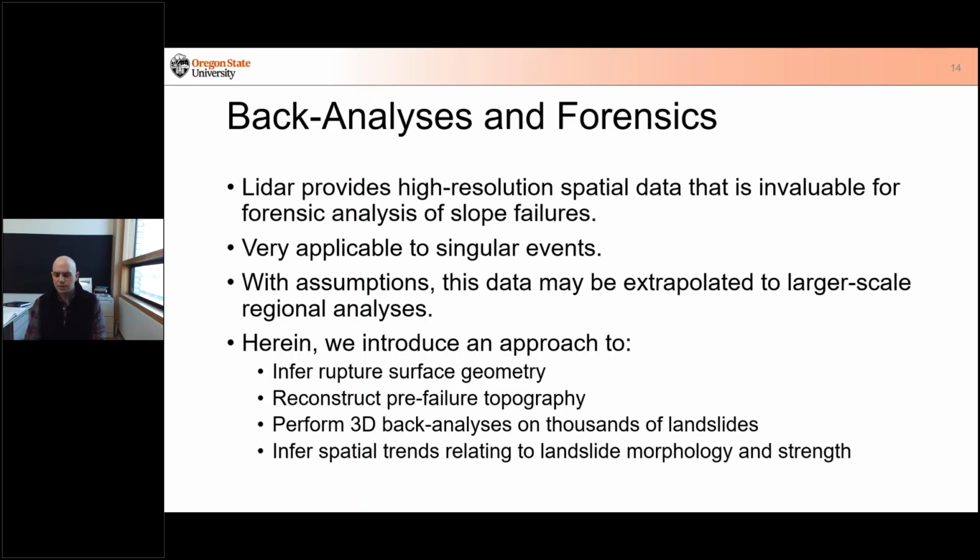But we can also use this data at a larger scale to get first order estimates of trends that we might observe about landsliding within different lithologies or different areas. So we choose to extrapolate it, at least as a test, to larger scale analyses. To do that, we introduce an approach to one, use those mapped features in the high resolution topography to infer rupture surface geometry, an estimate. Reconstruct pre-failure topography, basically fill in the hole, and then perform 3D back analyses on thousands of landslides, given assumptions, of course. And finally, infer some spatial trends relating to landslide morphology and its association with strength.